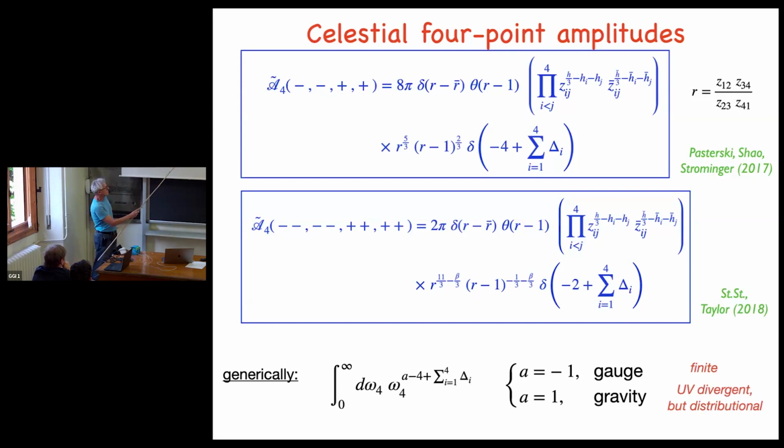So that means by sending delta to certain negative values, you can reach the regime where this integral is finite. So you can use this amplitude and discuss soft limits, which are of course perfectly well defined objects.